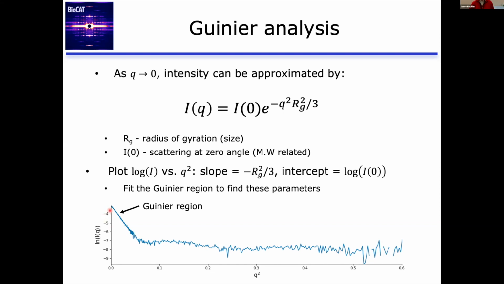And so we can fit this linear region to this approximation and get out these parameters. In particular, if we fit the line itself, the slope is negative Rg squared over 3, and the intercept is the log of the I of 0. And so this is the basic idea behind Guinier analysis, is we can fit this region where the approximation is true and get out these two parameters of interest.